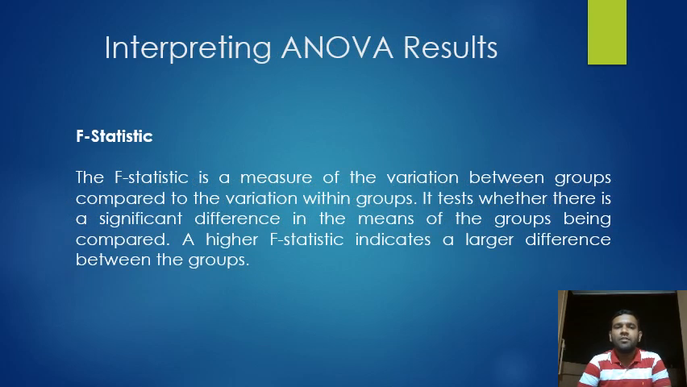Now let us look at interpreting the ANOVA results. First one is the F statistic. The F statistic is a measure of the variation between groups compared to the variation within groups. It tests whether there is a significant difference in the means of the groups being compared. A higher F statistic indicates a larger difference between the groups.